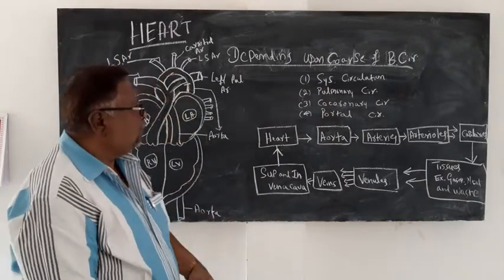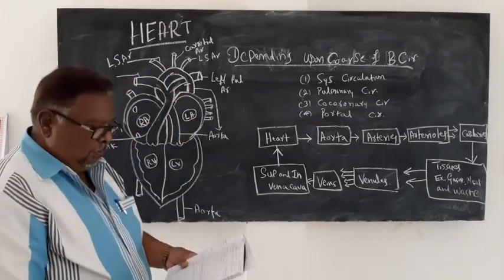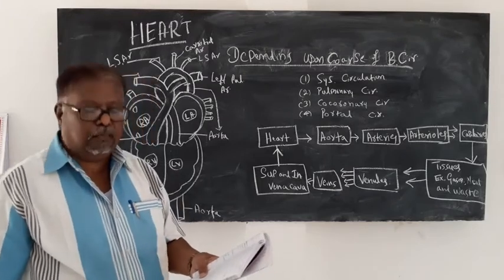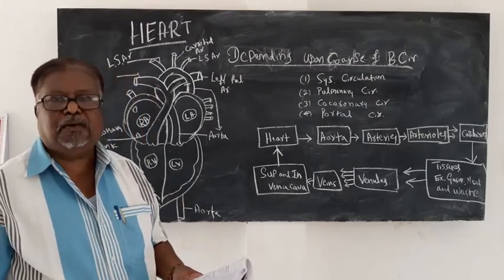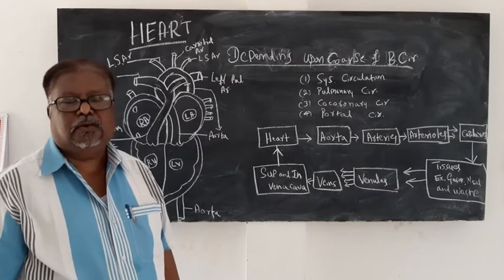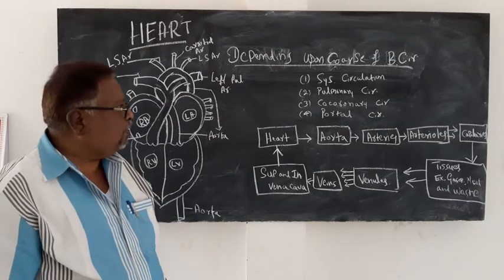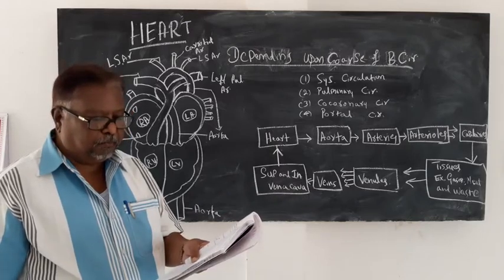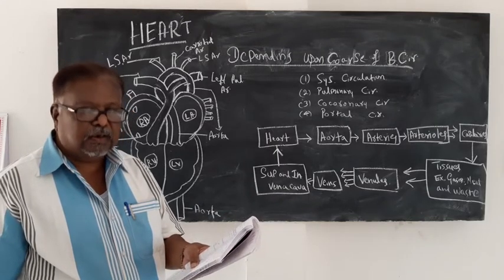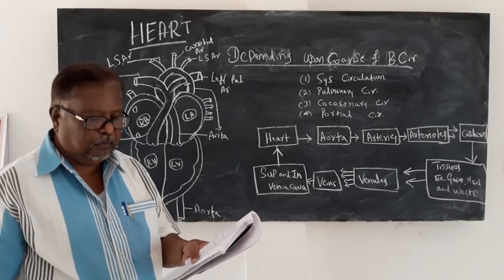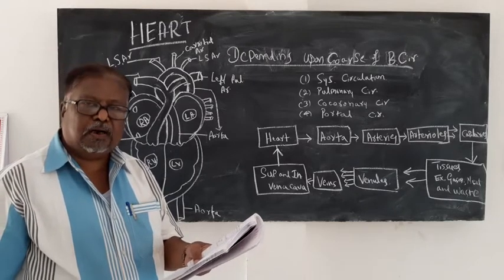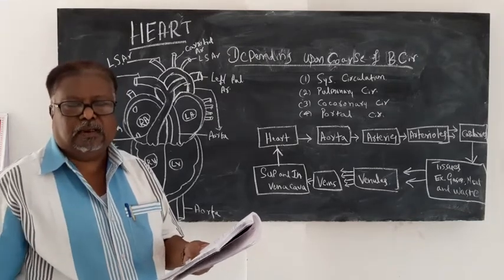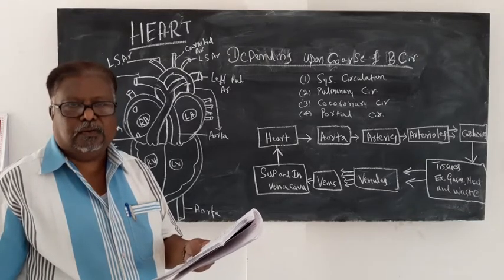The systemic circulation involves the blood supply to all parts of the body except lungs. So you must remember, the systemic circulation involves the circulation of blood to all parts of the body except lungs. The blood will not go to the lungs.